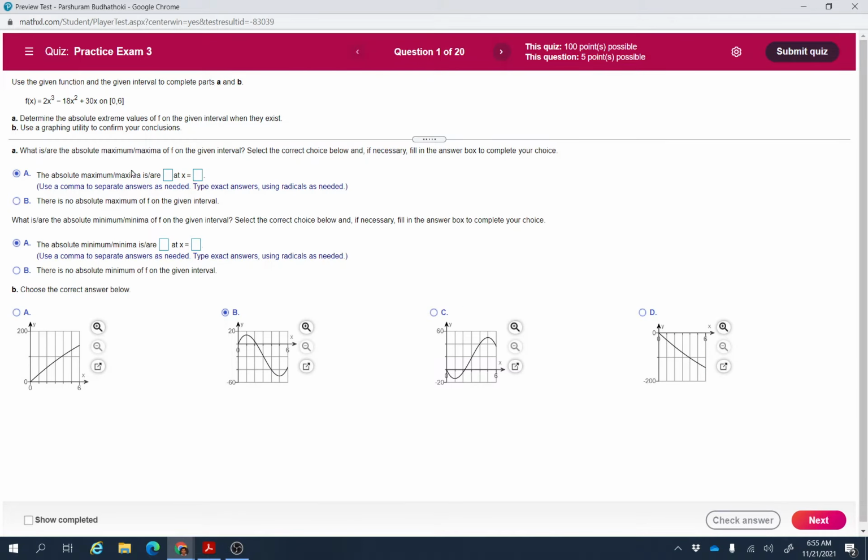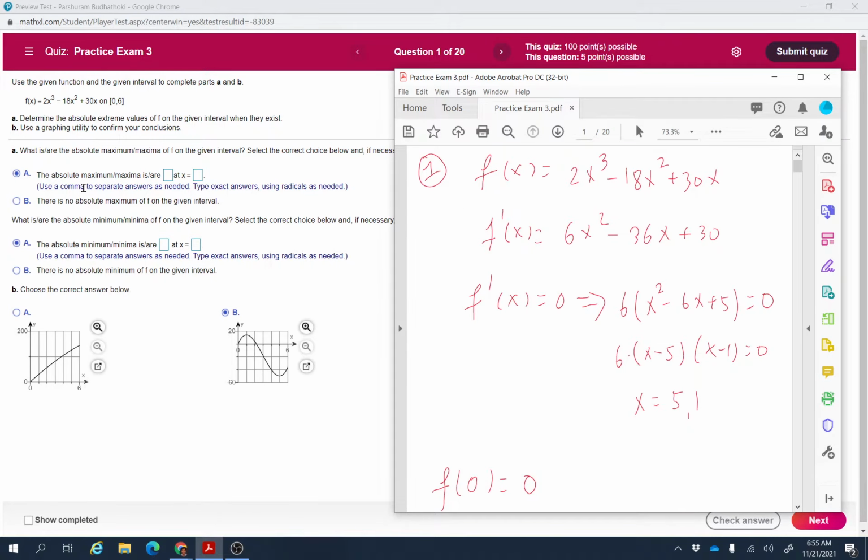Okay. So this is the function to find the absolute extreme values. Find the derivative by using the power rule. The derivative of this function is 6x squared minus 36x plus 30, and now we need to find the critical points. For finding the critical points, just equate that derivative to 0 and solve for x. There is a factor 6, and then the factors x minus 5 and x minus 1. So 5 and 1 are the critical points for this function.